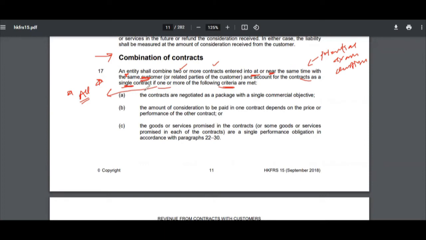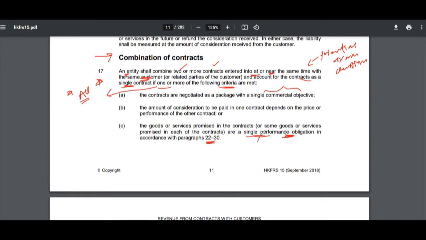So let's look at the criteria for when companies will be able to combine contracts. First, the contracts are negotiated as a package with a single commercial objective. Second, the amount of consideration to be paid in one contract depends on the price or performance of the other contract. So you see the contracts are very interlinked. Third, the goods or services promised in the contracts, or some goods or services promised in each of the contracts, are a single performance obligation in accordance with paragraphs 22 and 30, right?